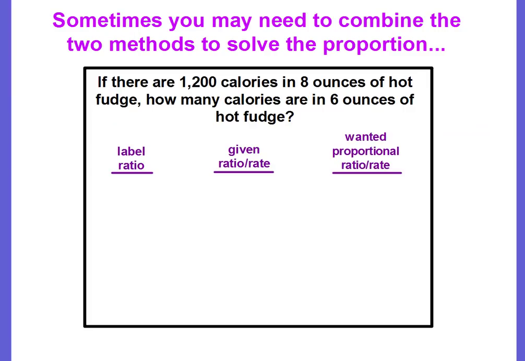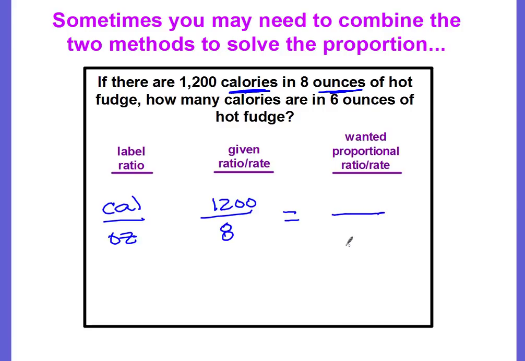Sometimes you're going to have to combine the two methods to solve a proportion. If there are 1,200 calories in 8 ounces of hot fudge, how many calories are in 6 ounces of hot fudge? So we're comparing calories to ounces of hot fudge. So that's our label ratio. Calories, and I'm just going to put cal, to ounces. What's our given amount, our given ratio? 1,200 calories, that will go in the numerator, to 8 ounces of fudge. That goes in the denominator because that's what our label ratio says.